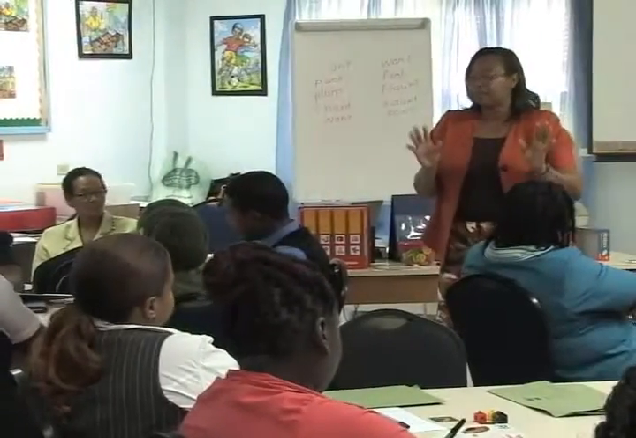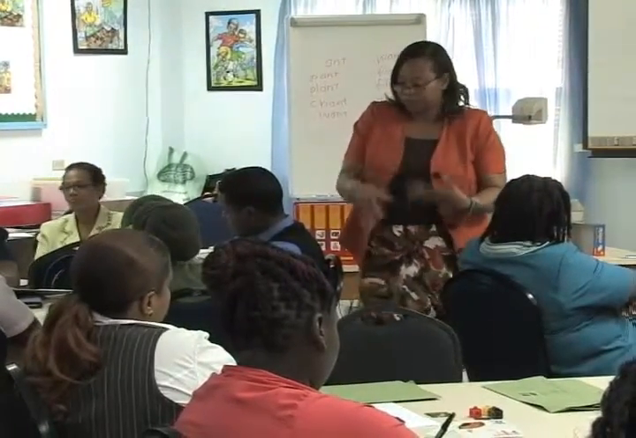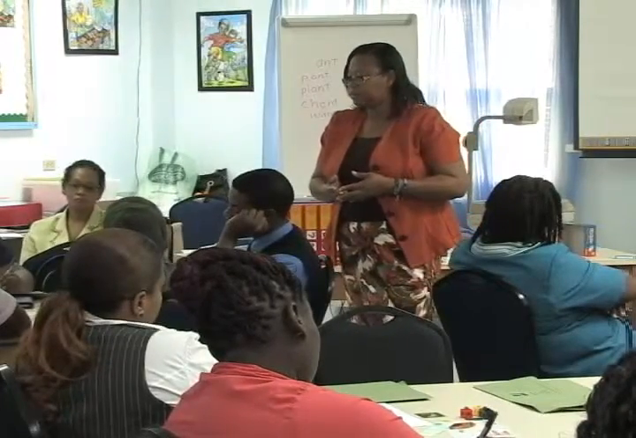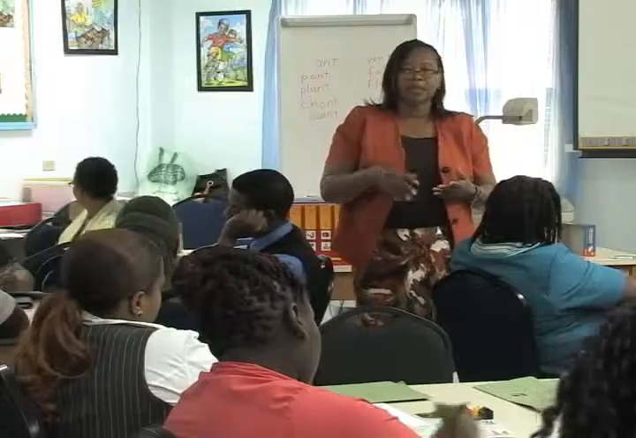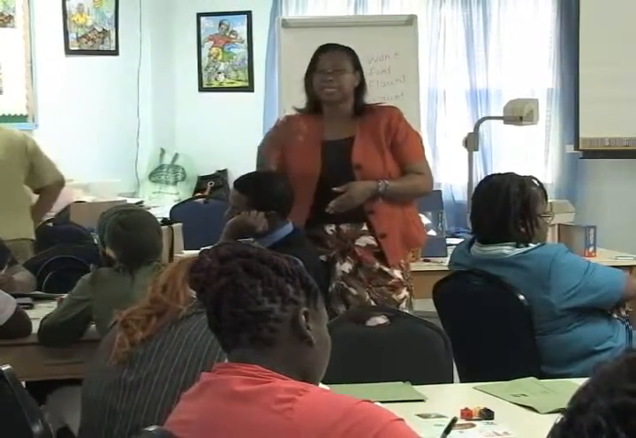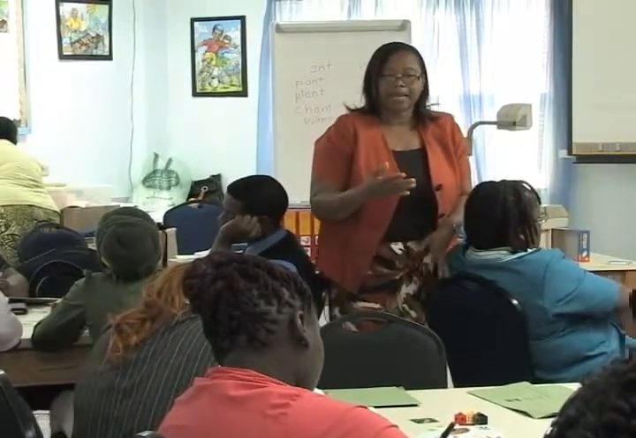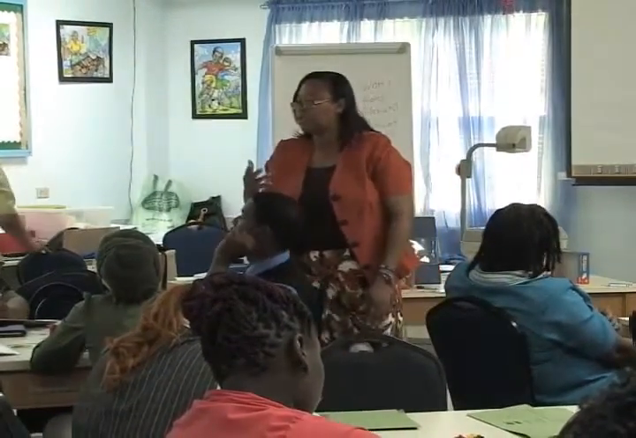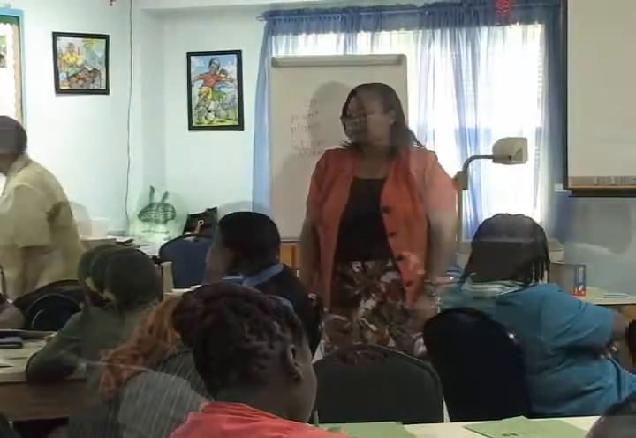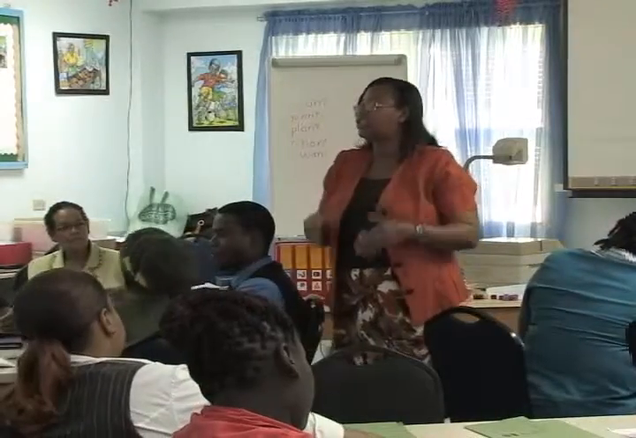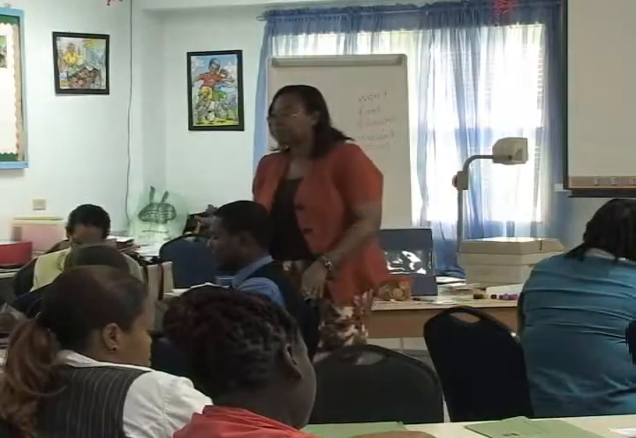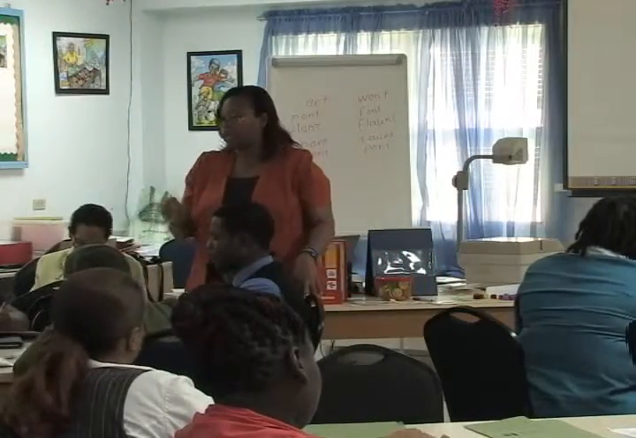Rhyming is the first phonemic awareness task that you want your children to get accustomed to. The next task is that of alliteration. And what do I mean by alliteration? The repetition of the same beginning sound in a series of words. And often we are exposed to alliteration in tongue twisters, like Peter Piper. Now you can get your children to generate their own alliteration. And so we're going to do that now.